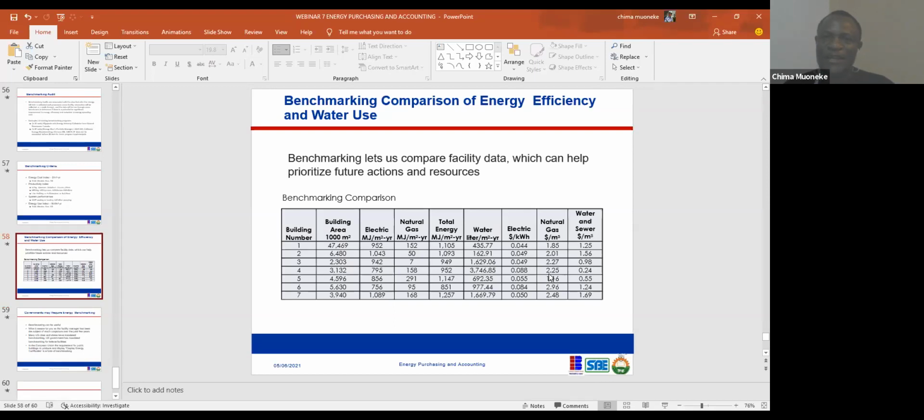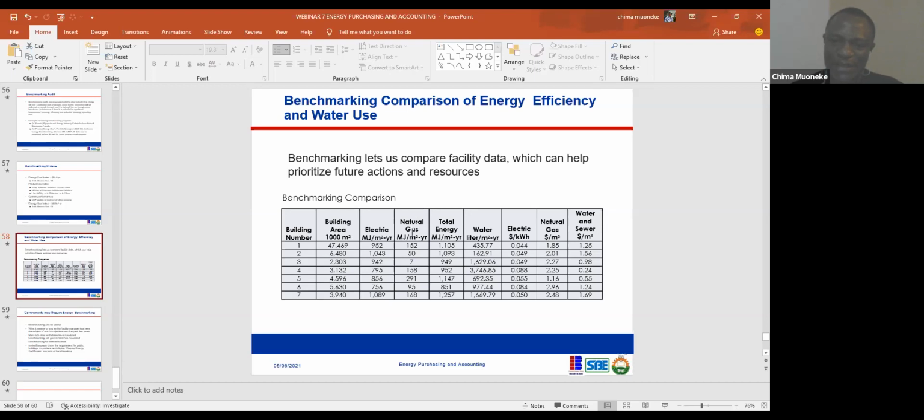So this is benchmarking comparison in energy efficiency and water use. Like I said, benchmarking is just a way to compare something to something, but you must be careful to make sure that you're comparing things that are similar, not apples to oranges. There are different ways to do it. You can benchmark water use, you can benchmark energy consumption, you can benchmark energy use per kilogram of production. That's what all of this is about.